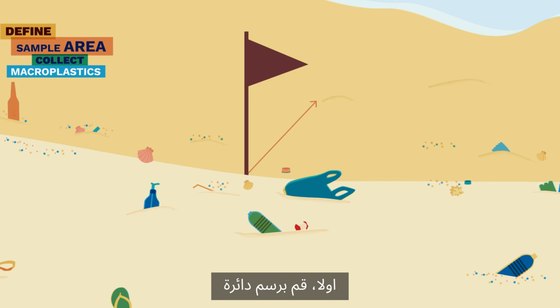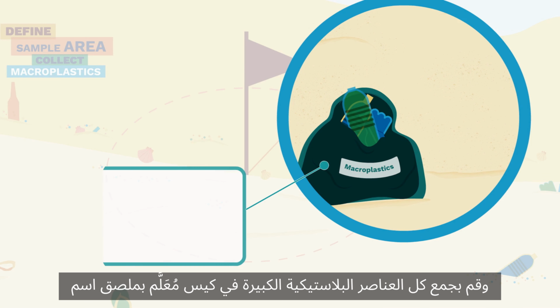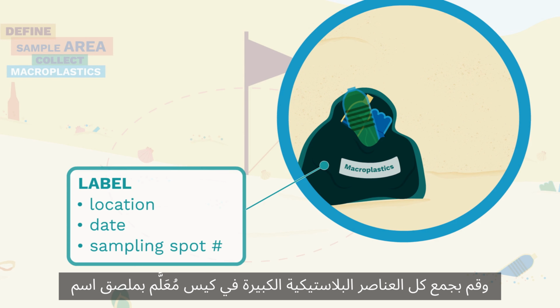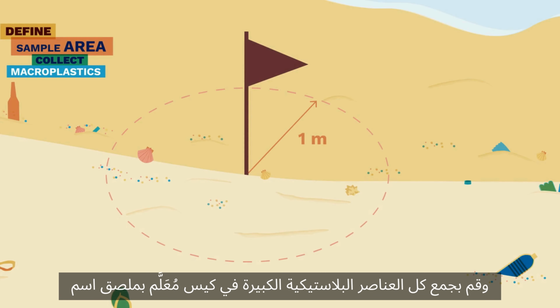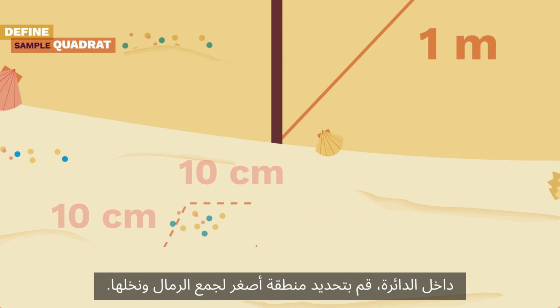First, draw a circle and collect all large plastic items into a labeled bag. Within the circle, define a smaller area to collect sand and sieve it.